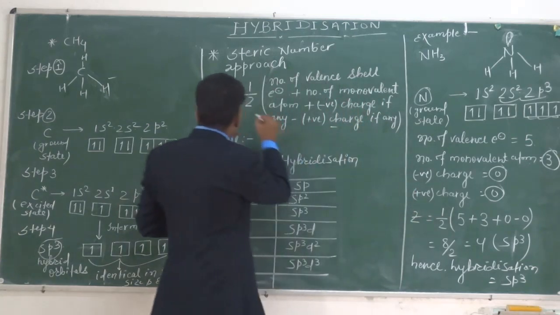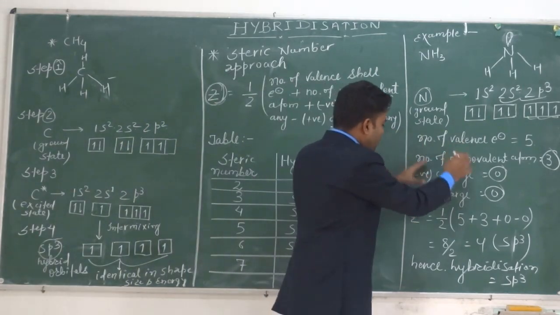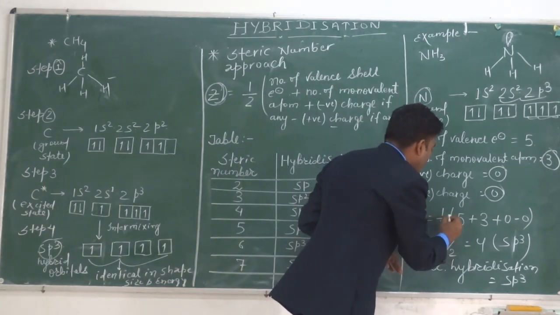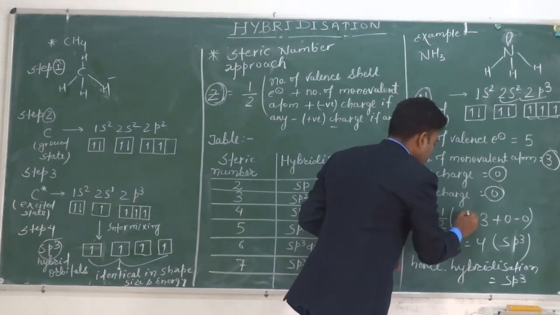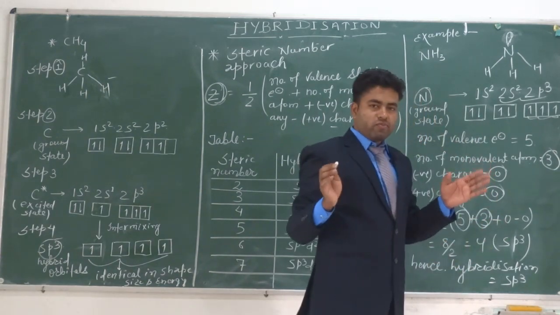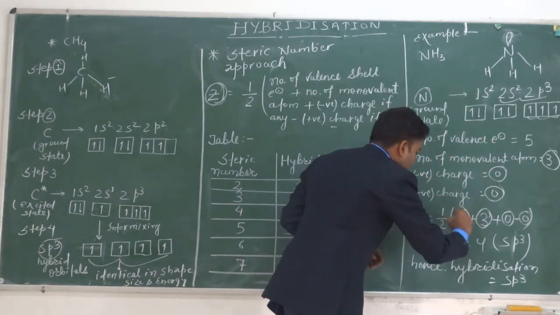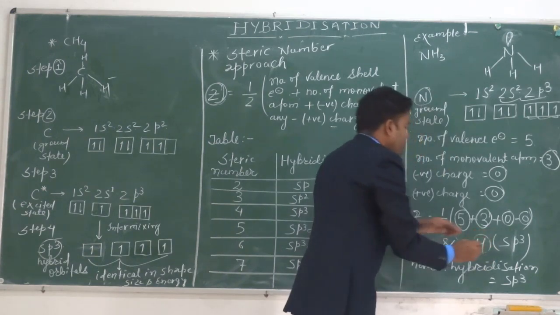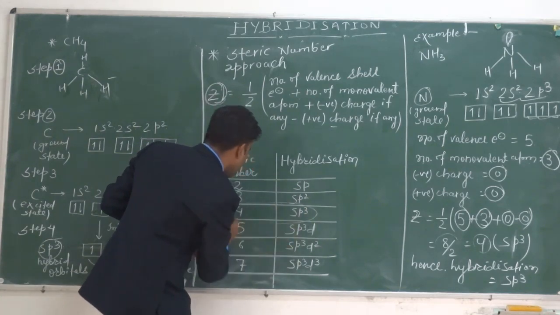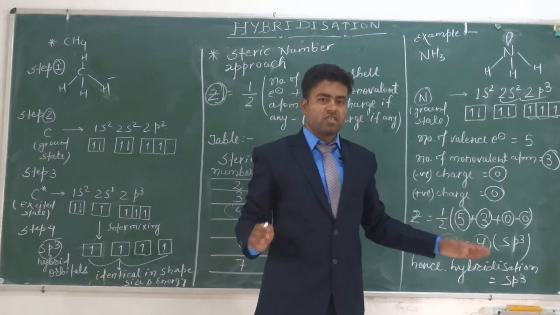Now we will move towards the steric number. We have written the formula here, and we will put all the values in the steric number formula. Z is equal to half into the number of valence electrons, that is 5, plus the number of monovalent atoms, that is 3, and negative charge is 0, and positive charge is also 0. After calculating we get 8/2, that is equal to 4, and we now move to the steric number table: corresponding to steric number 4, hybridization is sp3. So in this way we can get the hybridization of the NH3 molecule, that is sp3. Thanks.